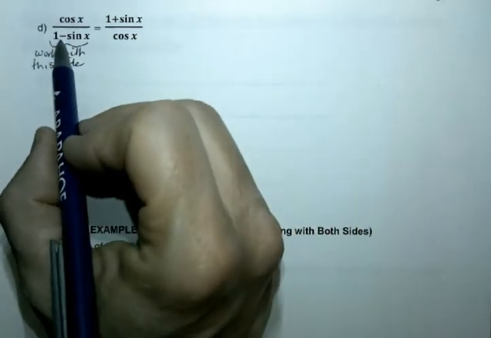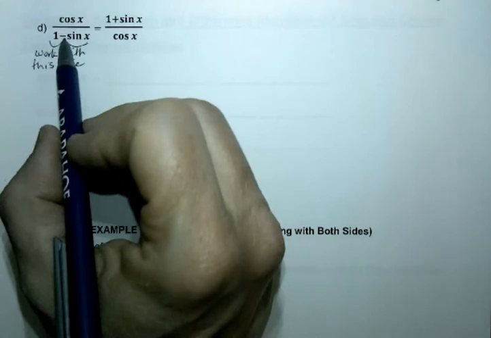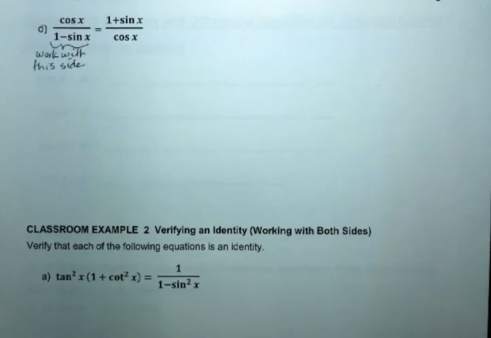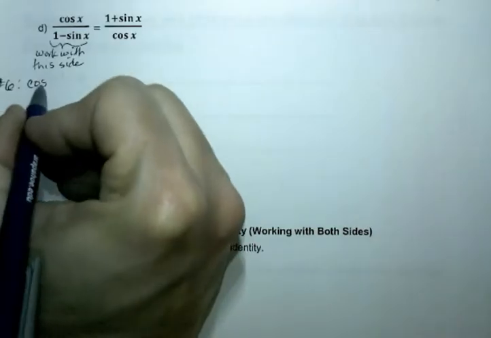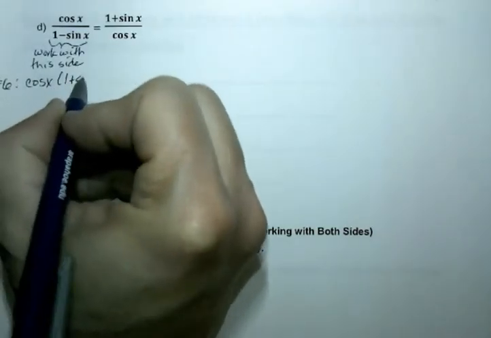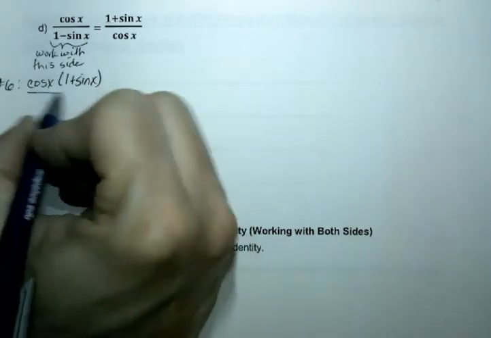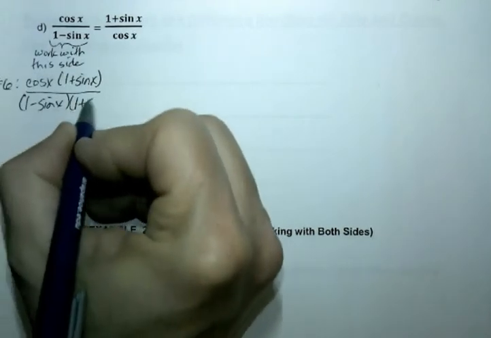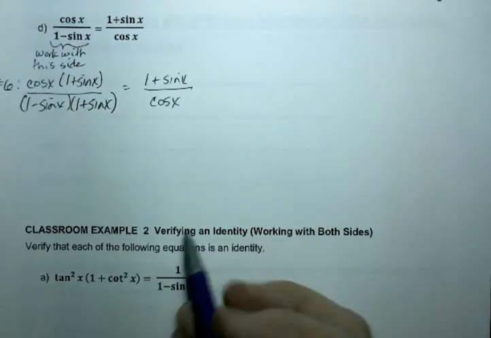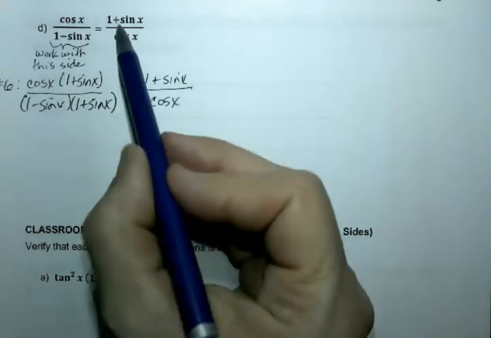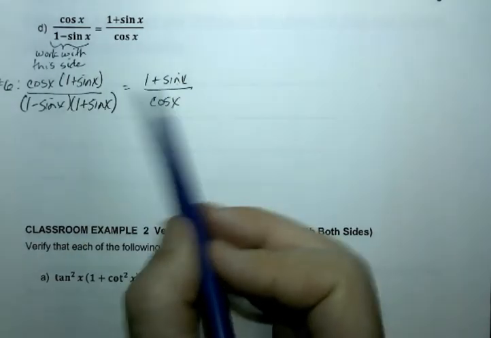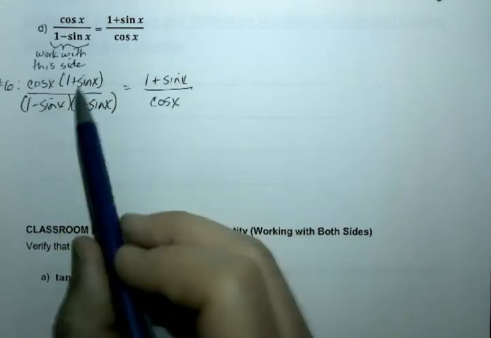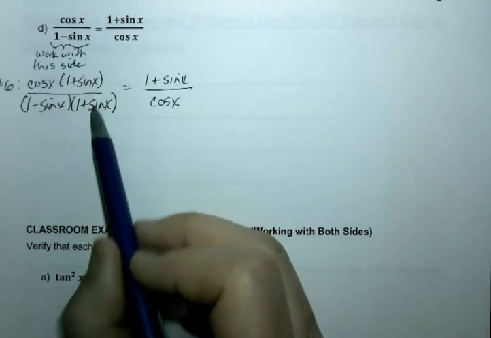Because I have a 1 minus sine x, I'm going to multiply the top and the bottom of this expression by 1 plus sine of x so that I have the difference of squares. We don't use this strategy quite as often, but it does come in handy sometimes. Another clue that I might want to use this strategy is that on this side I've got a 1 plus sine x. So I'd like to put a 1 plus sine x on the top of this so it would match this one.